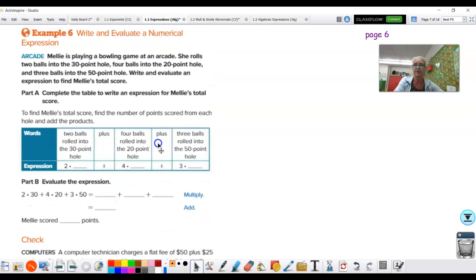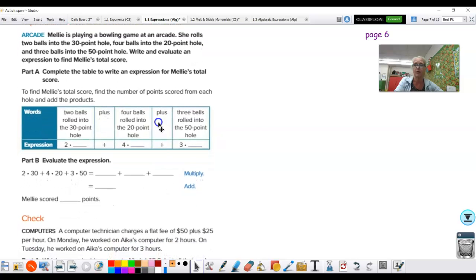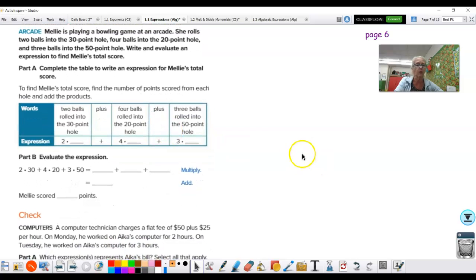Let's look at example 6. Write and evaluate a numerical expression. So we have, what is with bowling today? Bowling must be our theme today.